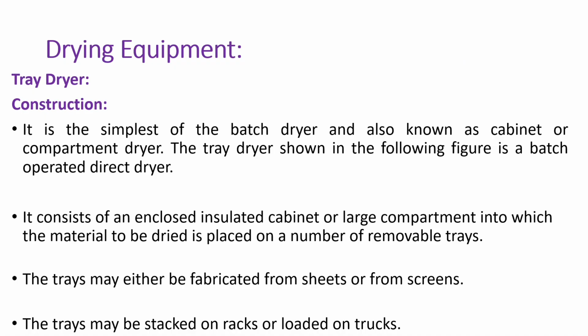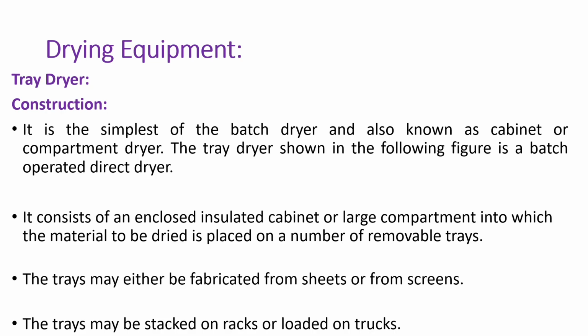Drying equipment is used to remove moisture from materials or solids, as we said, by using hot air or gas. So we're having two common dryers, which are tray dryers and spray dryers. So first with the tray dryer. Tray dryer is the simplest type of a batch dryer. Also it is called cabinet dryer or compartment dryer.